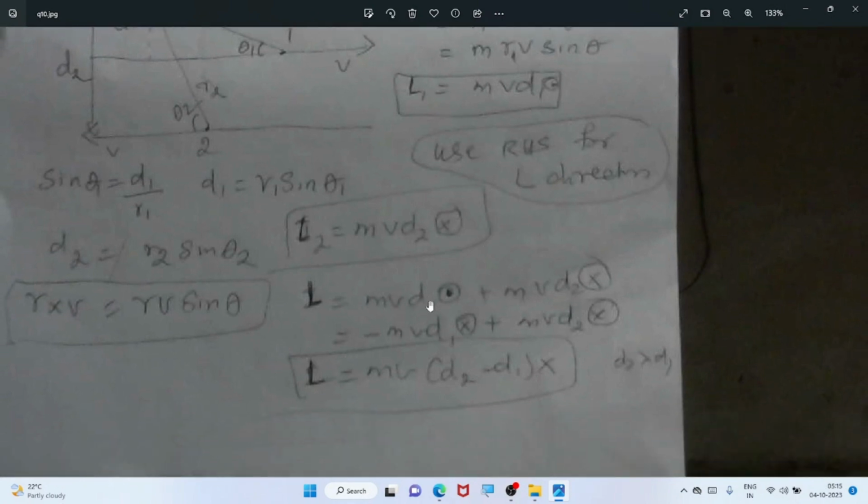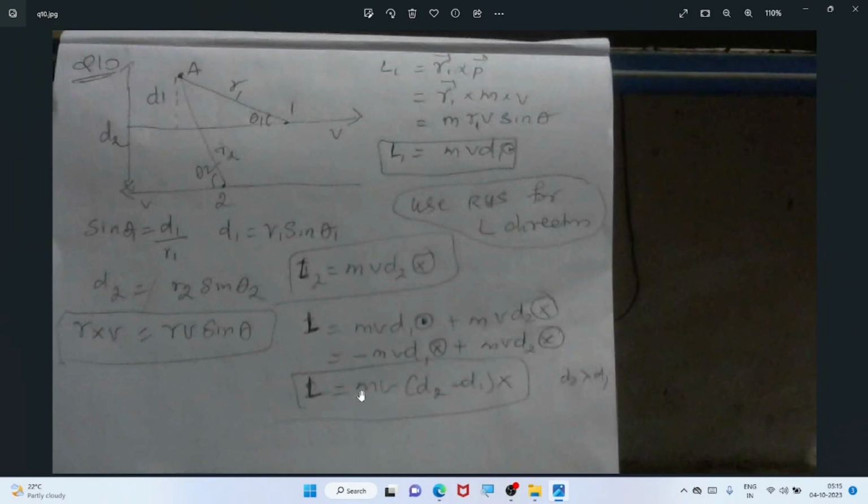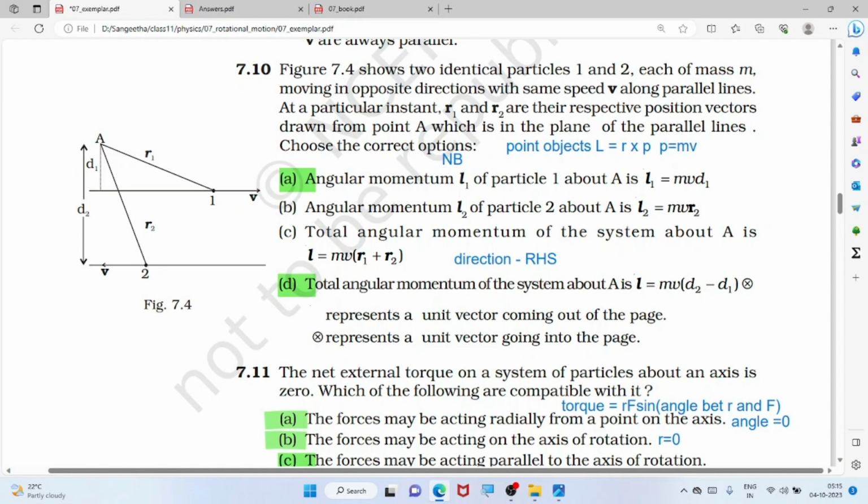And then we have this. If we change the sign, both will become in the same direction. Okay, so we are changing the sign. If you put a cross here instead of a dot, then it will be the opposite, a negative sign. So you will get the final angular momentum. This option is correct. So there are two options which are correct: this is correct and this is correct, not this.